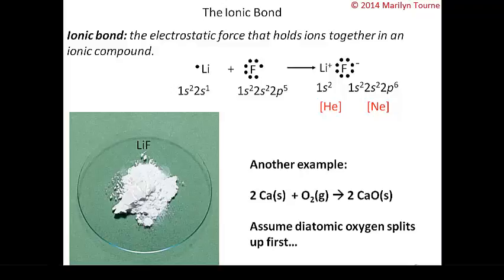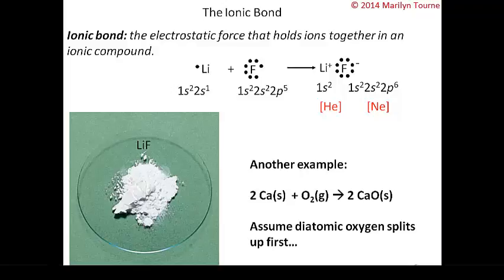So the new electron configuration, once these two elements have combined, is 1s2 for lithium, which is Li+, and 1s2, 2s2, 2p6 for the fluorine anion, which is, of course, F-.